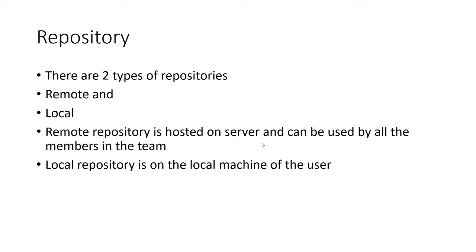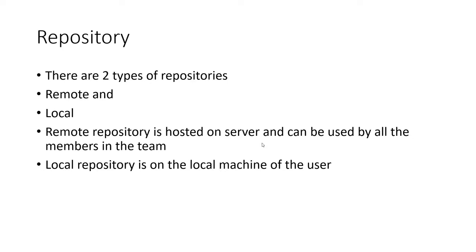Before we start creating our GitHub repository, we have two types of repository. One is remote and one is local. A remote repository is hosted on the server and it can be seen by all the members of our team. So it's on GitHub, the web application, so you can see it. And the local repository is nothing but the one on the user's local machine.